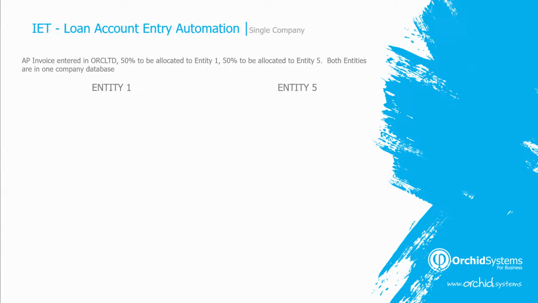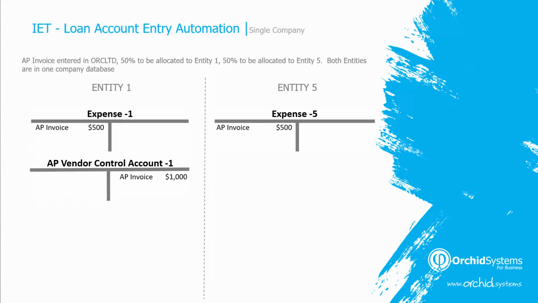Looking at the example we're going to do for the single company inter-entity version, we're going to enter an AP invoice and we're going to enter the invoice into Orc Limited. 50% will be allocated to entity 1 and 50% will be allocated to entity 5. Both entities are in the same physical database. So the AP entry will debit the expense account belonging to entity 1, debit the expense account belonging to entity 5, and credit the AP control account.